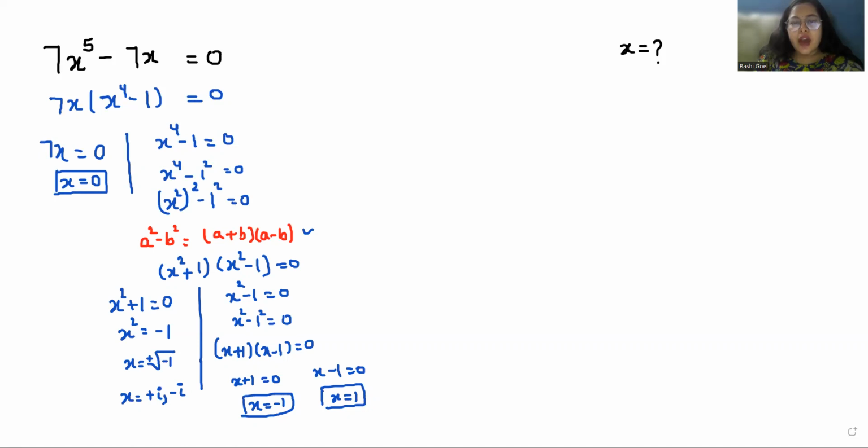So all 5 values of x are: number 1, x is equal to 0. Number 2, x is equal to positive iota. Number 3, x is equal to negative iota. Number 4, x is equal to -1. And number 5, x is equal to +1.